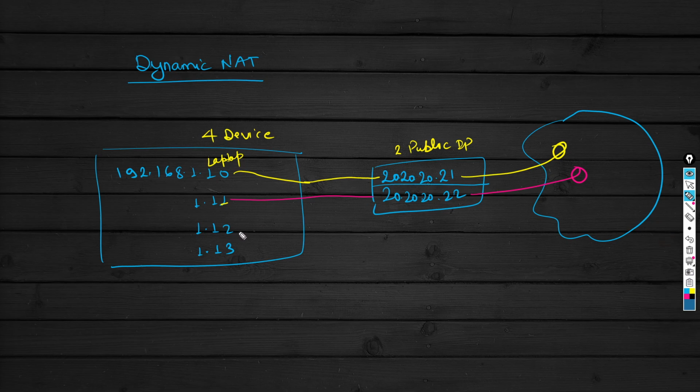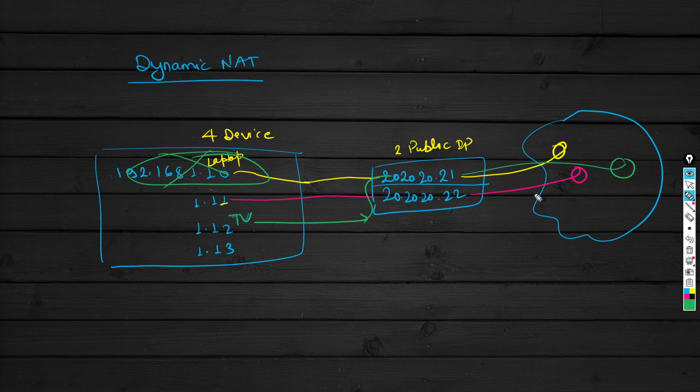Now if I want to access the TV, to watch a movie on 1.12, what am I going to do? If I go here, I do not have any IP address available. How will I access the internet? So I shut down my laptop. That IP got free, the first one. Then the TV used that IP address and went to the internet.